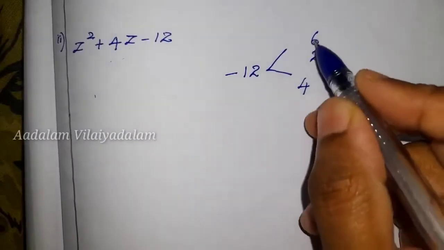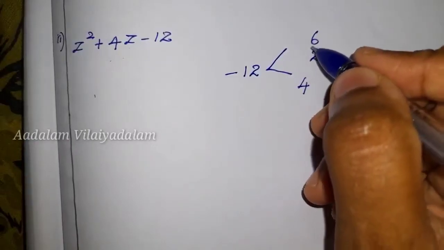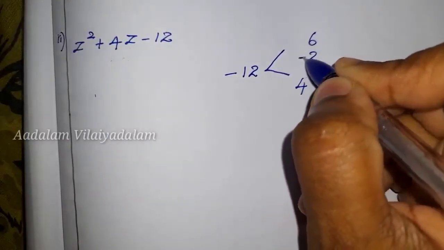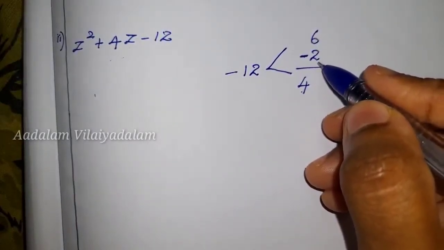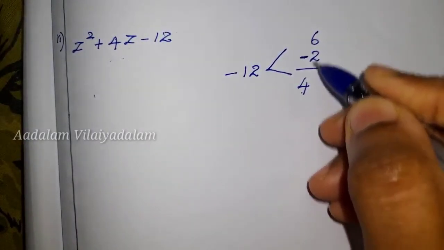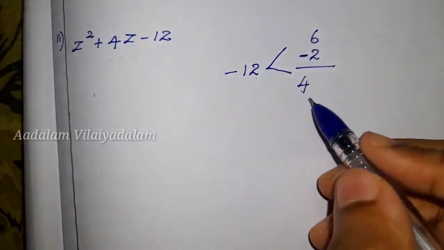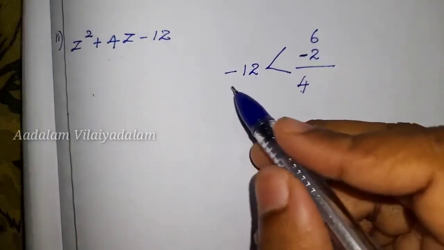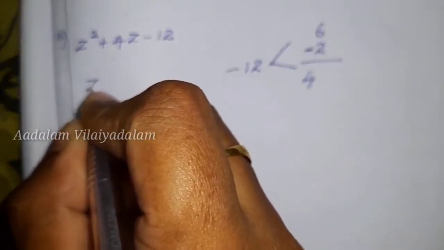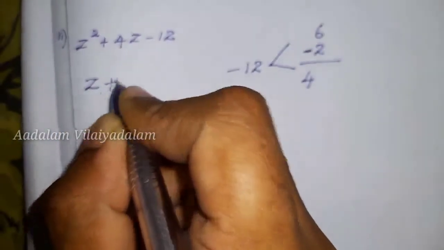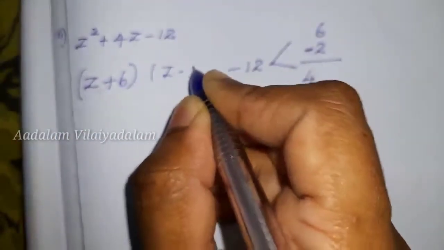Here 6 minus 2, the answer is 4. So put the minus sign on the smaller number, then only we get plus 4. So 6 minus 2, the answer is plus 4. Plus into minus is minus, 6 times 2 is 12. The sum should be 4 and the product should be minus 12. So the factors are, the variable is z, so z plus 6 is one factor. The other factor is z minus 2.